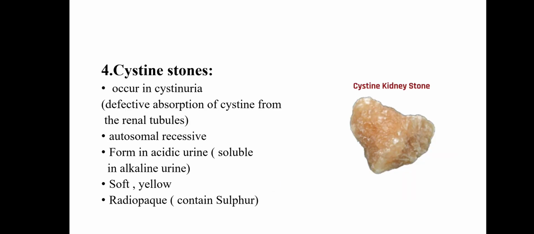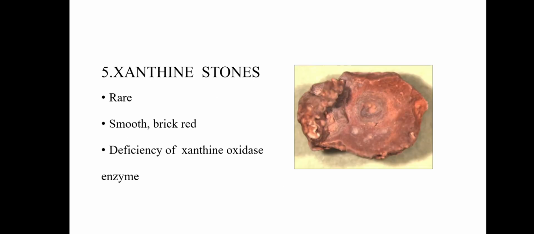Next one is the cystine stone. This also occurs in a metabolic problem, like cystinuria, defective absorption of cystine from the renal tubules. These are seen in autosomal recessive conditions and form in acidic urine, because cystine is soluble in alkaline urine. When acidic urine occurs, these cystine stones will form. These are soft and yellow. These are radio opaque, as they contain sulfur also.